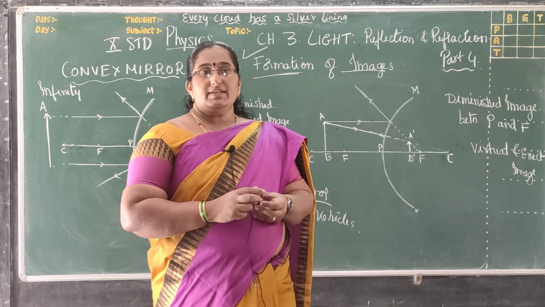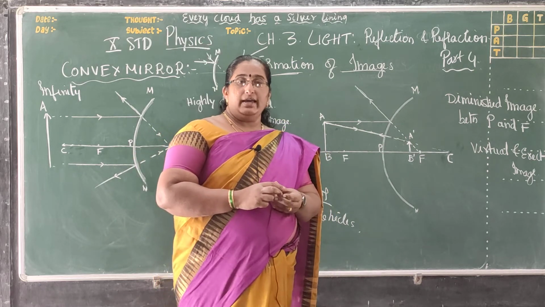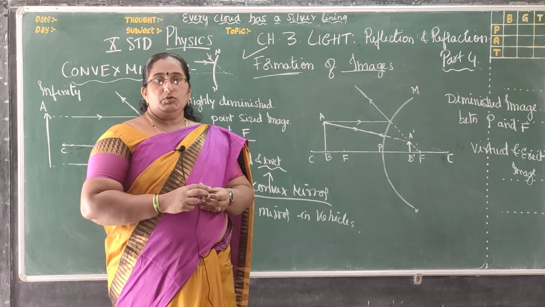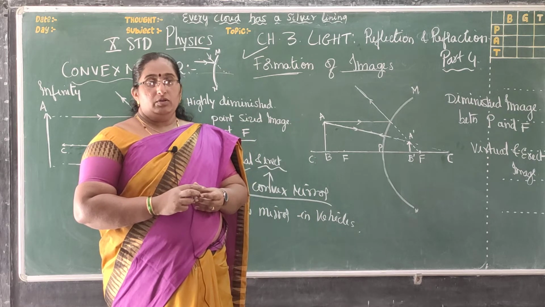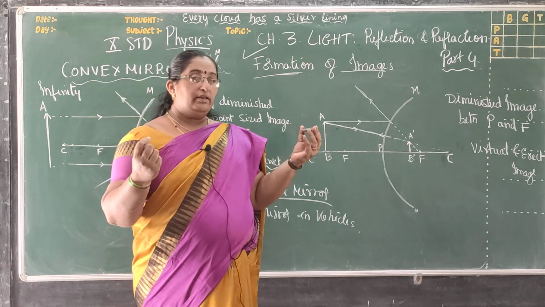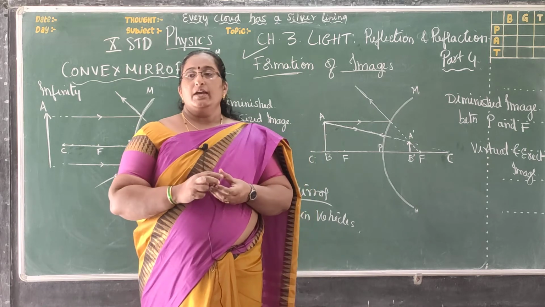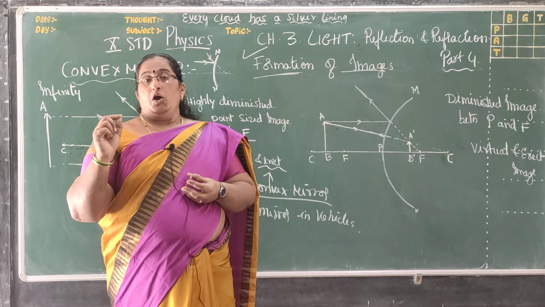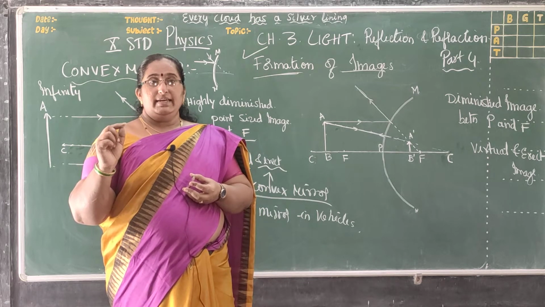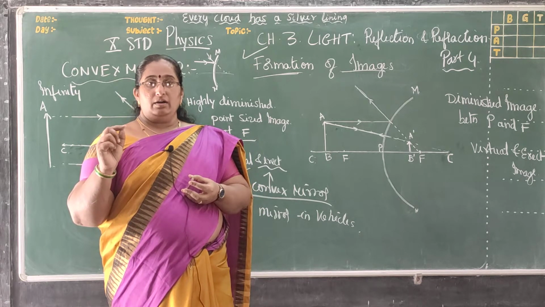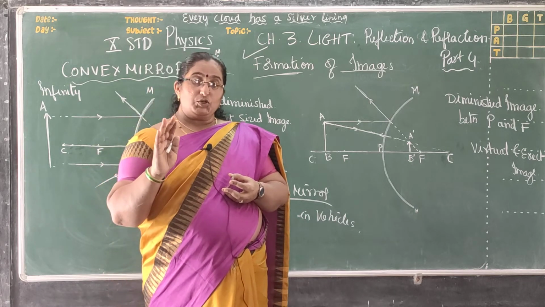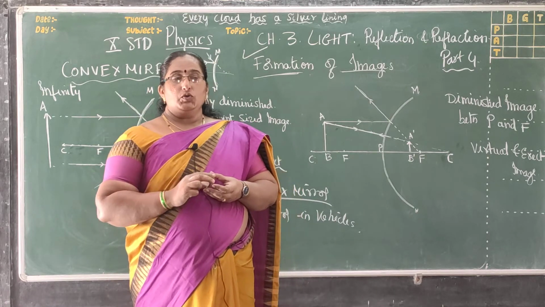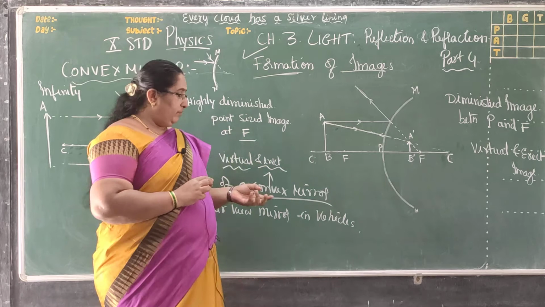So children, a convex mirror is always used as a rear view mirror because it gives a wider view. Though the image is diminished, it gives a wider view of the traffic that is following. You might have observed that on the rear view mirror it is written, "Objects seen in the mirror are smaller or closer than they actually are." So to get a wide view, we use a convex mirror.